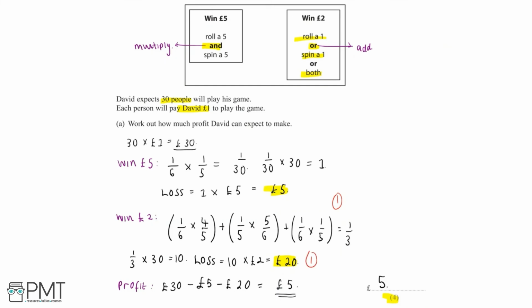The third mark is for completing the correct process to find the profit, which is the total amount of money he would make, take away the total amount of money that he would lose. We said that profit is equal to £30, take away £5, take away £20, and so this piece of working out will give us that third mark. And finally, that mark is for getting the correct answer of £5, allowing us to get the fourth and final mark needed to get full marks in this question.